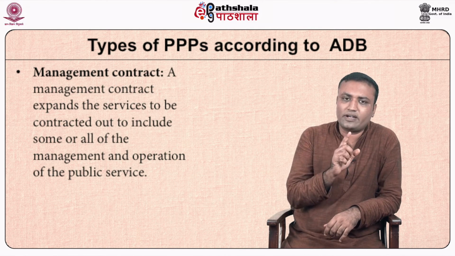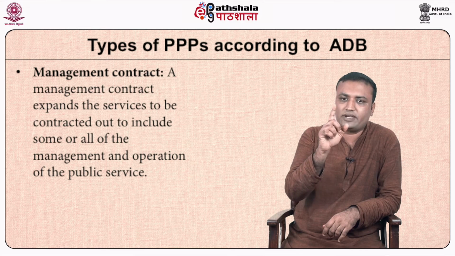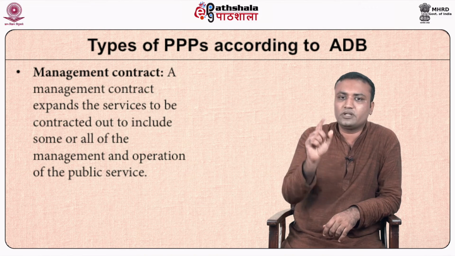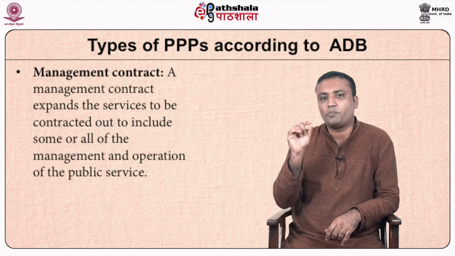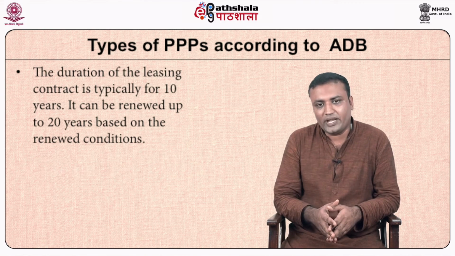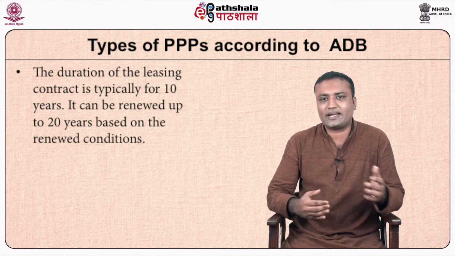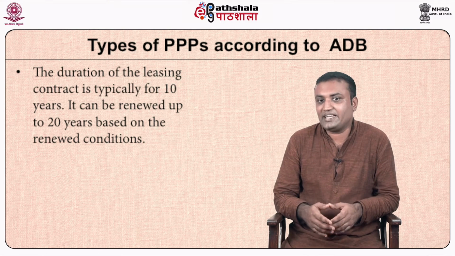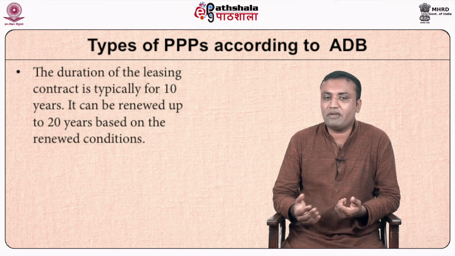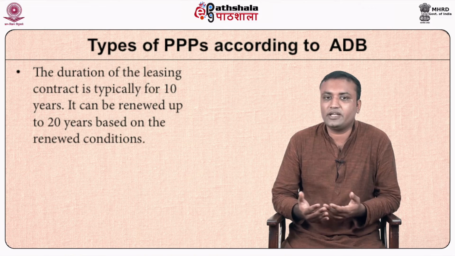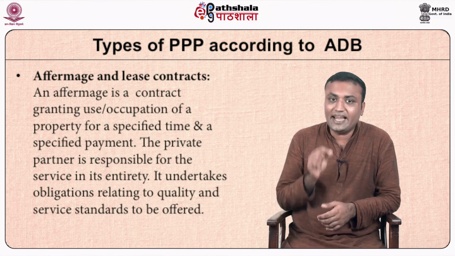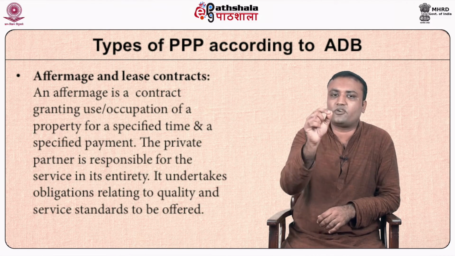A management contract expands the services to be contracted out to include some or all of the management and operations of the public service. The duration of the leasing contract is typically 10 years. It can be renewed up to 20 years based on the renewal conditions already in the agreement. The next is affirmage and lease contracts.